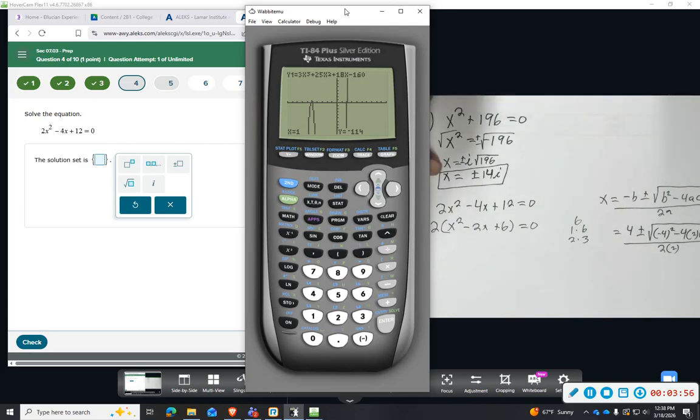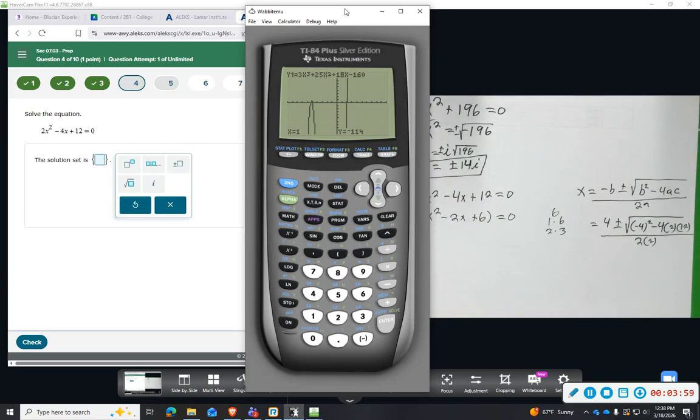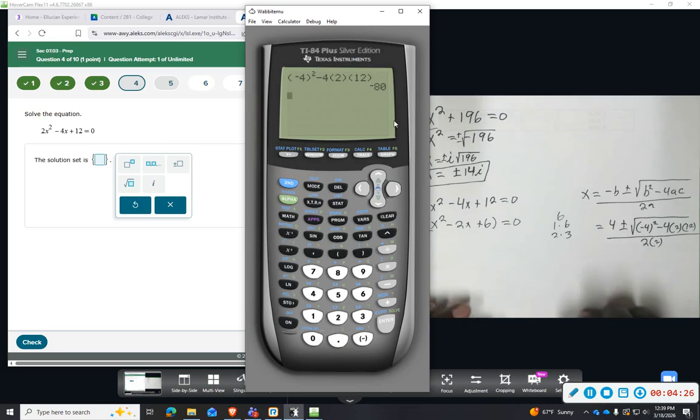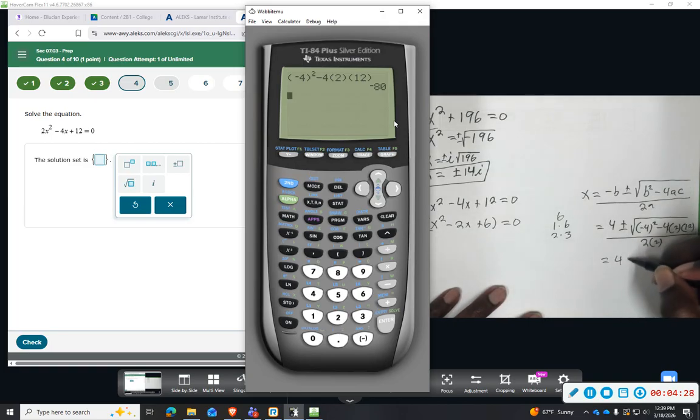I'm sorry, I realized a lot of that's getting cut off right there on the edge. Okay, so I'm going to second quit, go to the home screen, clear this out, and then just verify that we're getting negative 80. Negative 4 squared minus 4 times 2 times 12. So this is just the part underneath the radical. So we get a negative 80. So we continue simplifying. 4 plus or minus the square root negative 80 all divided by 4.